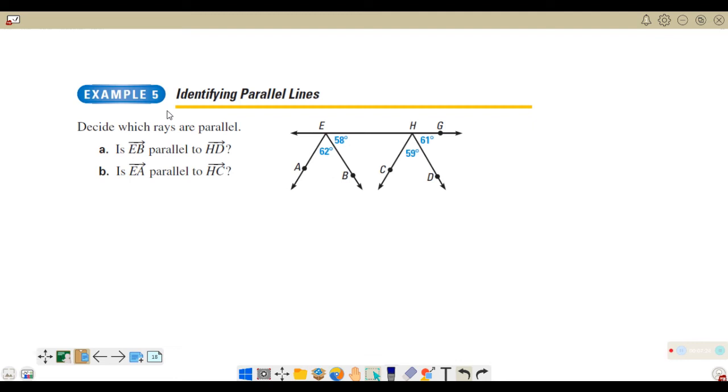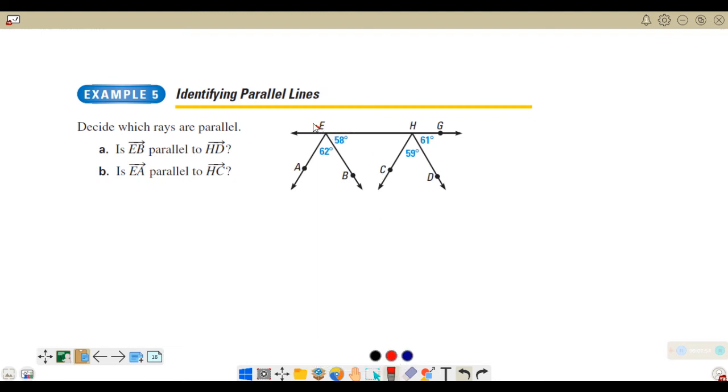Okay. So, dito, pag tinignan nyo siya, si EA, parallel siya kay HC, right? And then si EB, parallel siya kay HD. Pero hindi tayo basta-basta dapat nagde-decide. So, ano yung gagawin natin? We are going to solve for some of the missing angles. So, is EB parallel to HD? How can we know? Ano ba yung mga given kay EB?